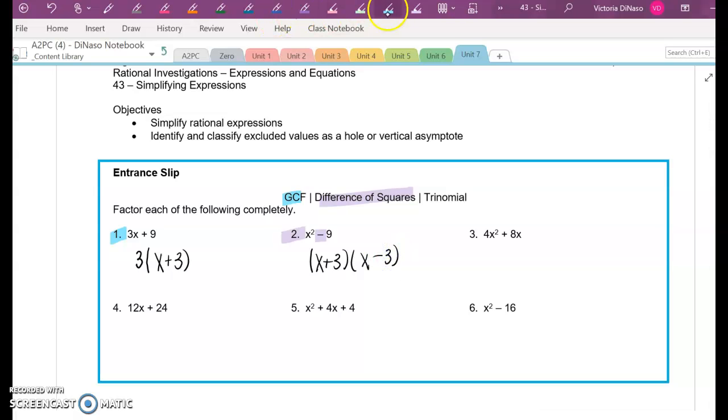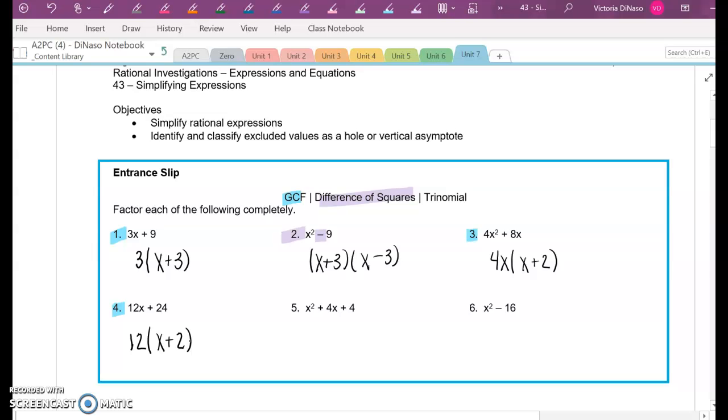In number 3, this is another GCF. You're going to pull out a 4 and an x. So we have 4x, and then what's left over in parentheses is going to be x plus 2. Number 4, this is another GCF. Both terms share a 12 in common, so I'm going to put a 12, and then what's left over in parentheses is going to be x plus 2.